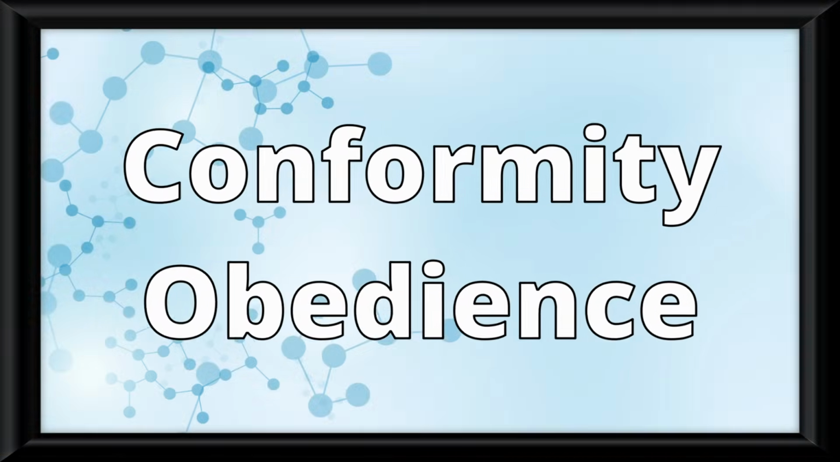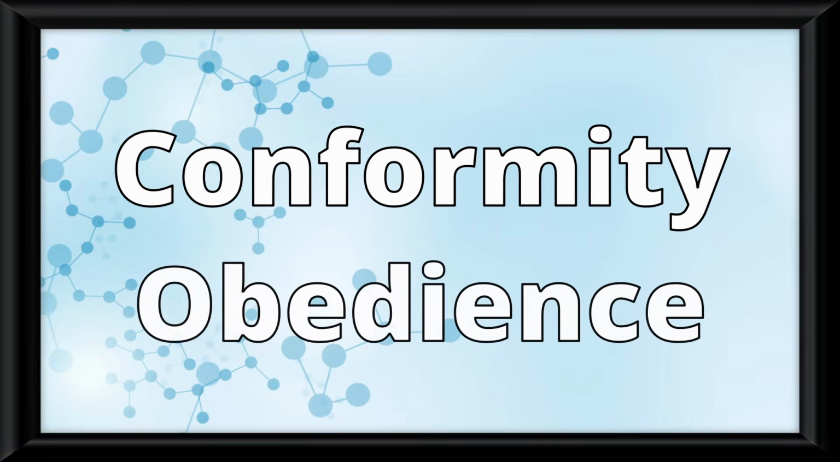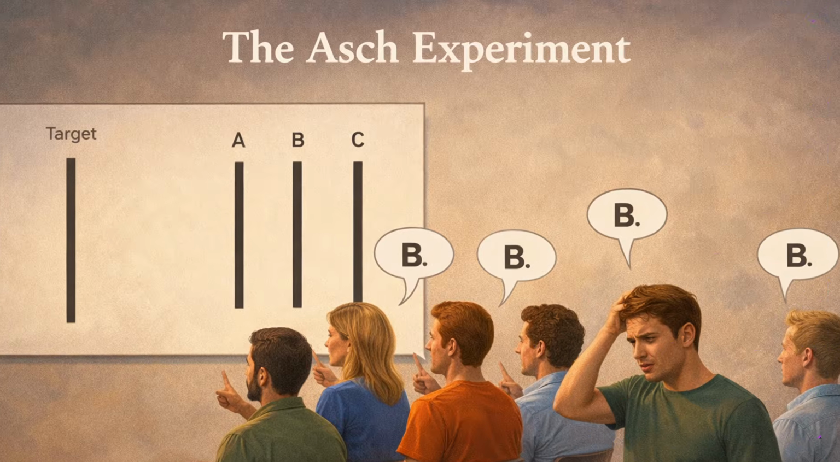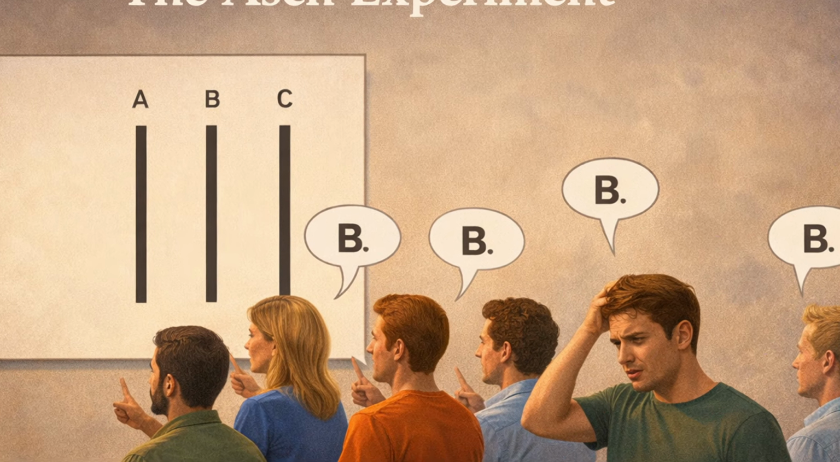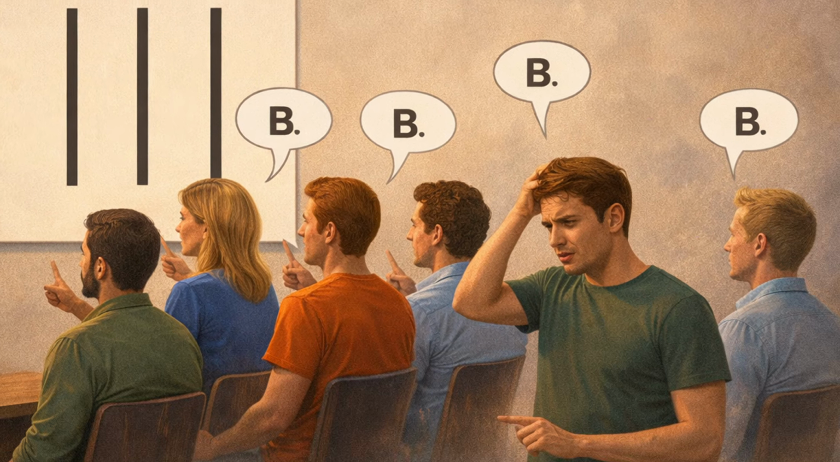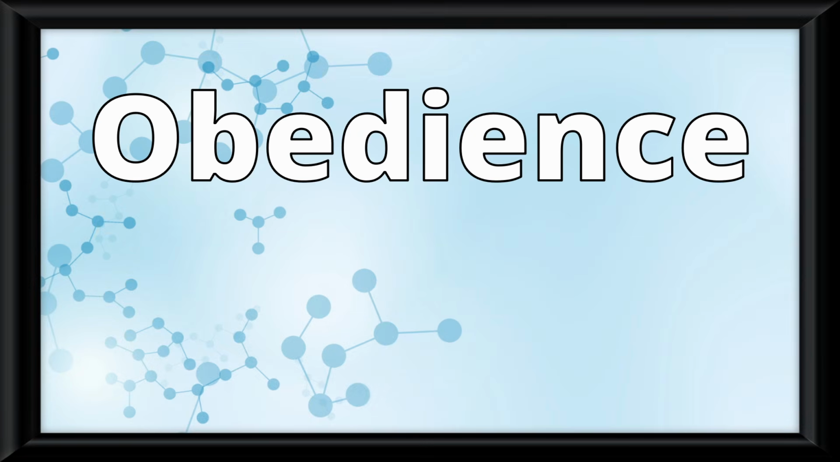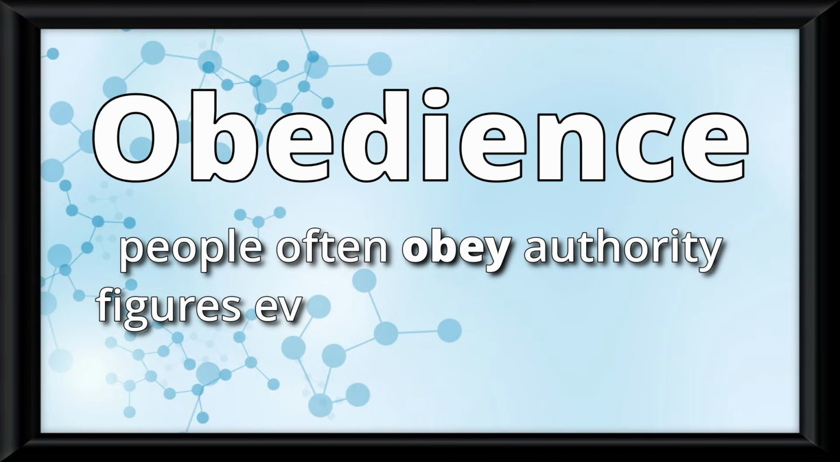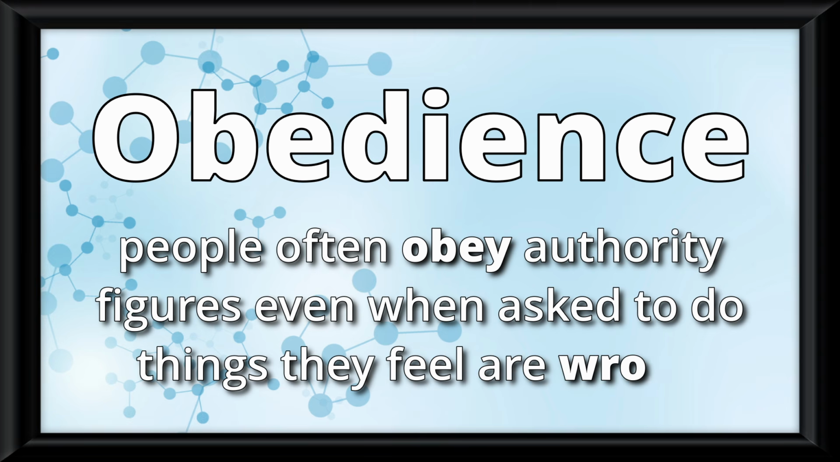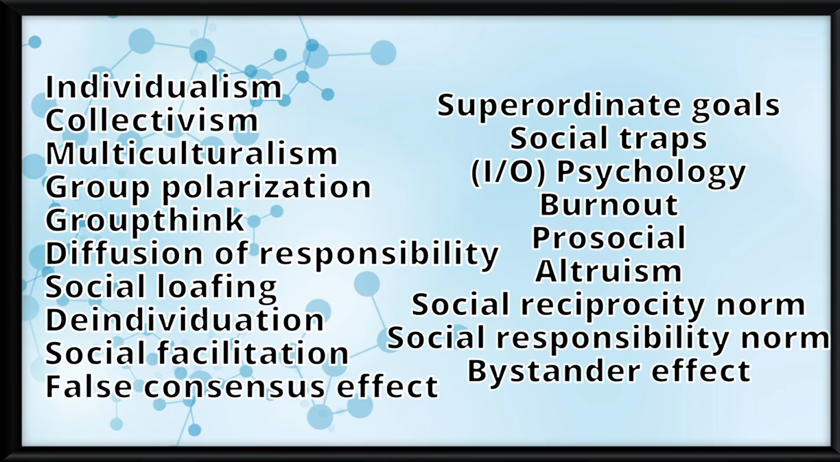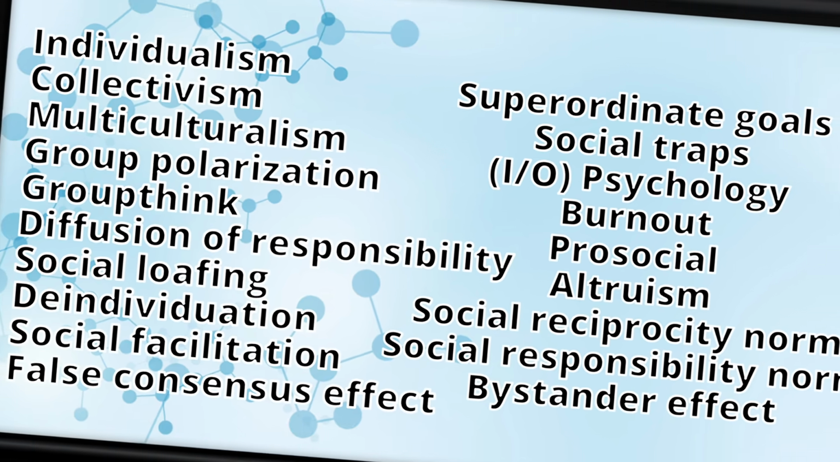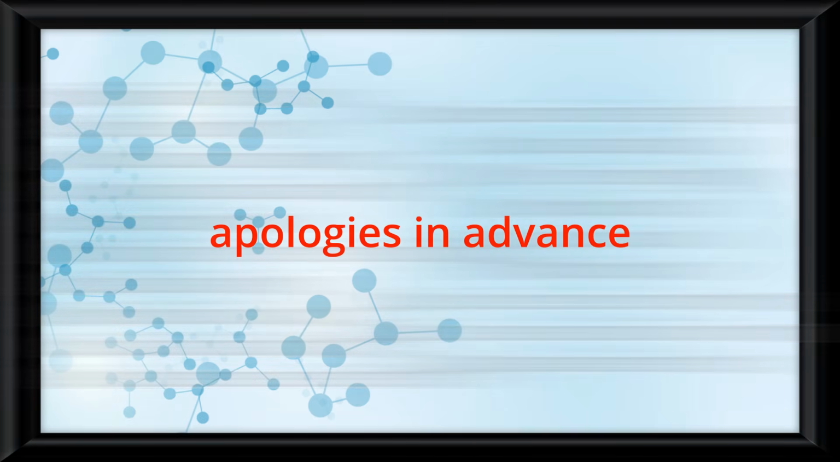Alright, now let's talk about research into conformity and obedience. Conformity is best illustrated with the Asch line experiment, where people gave wrong answers just to fit in, showing people follow groups even when they're wrong. Obedience, on the other hand, showed people often obey authority figures, even when asked to do things that they feel are wrong. And, oh my goodness, that is a lot more terms I have to cover. I'm gonna apologize right now because I need to go real fast through these.